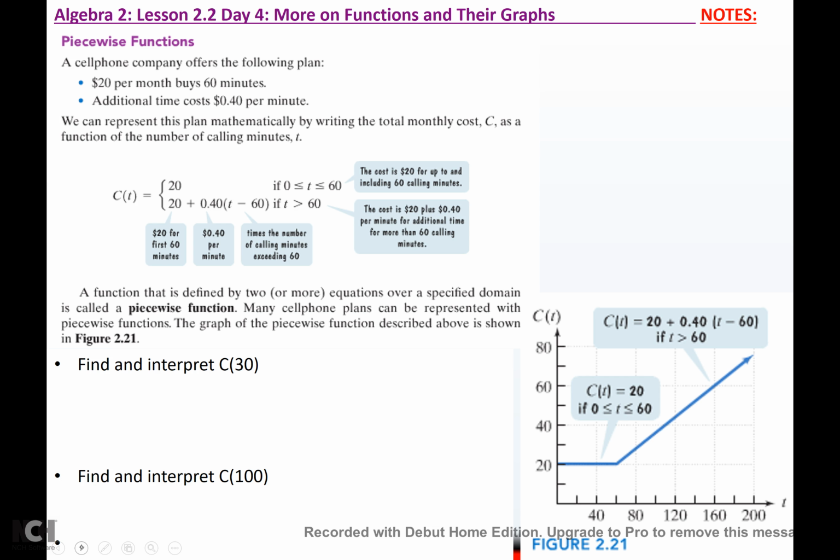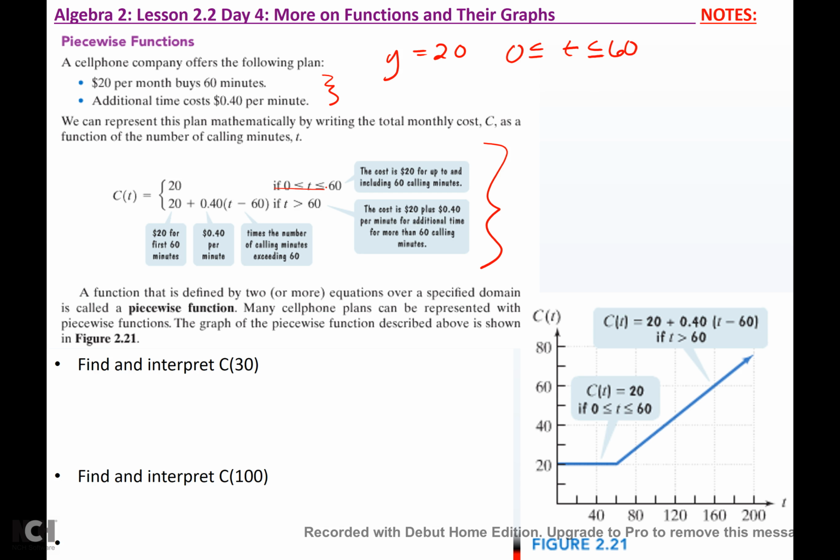Now pay attention to this because they're going to give you the same set of information, and in a little bit, they're going to expect you to be able to write this piecewise function for it. So pay attention to how I write this. It says $20 a month buys your 60 minutes. So the function for that would be y equals 20 bucks, as long as your time does not go over 60 minutes. And obviously it's got to be more than 0 minutes. Okay, so that's where this comes from.